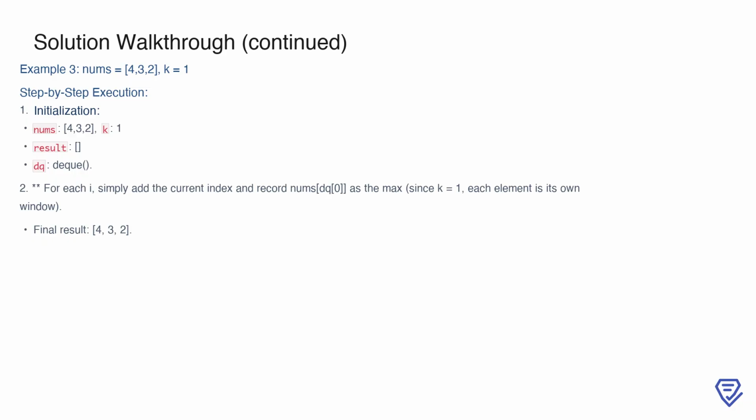We initialize the result list as empty and the deque as empty. For each index i, we add the current index to the deque and directly record nums[deque[0]] as the maximum, since the deque always holds at most one index. The result list is updated sequentially as [4], then [4, 3], and finally [4, 3, 2]. The final result is [4, 3, 2].